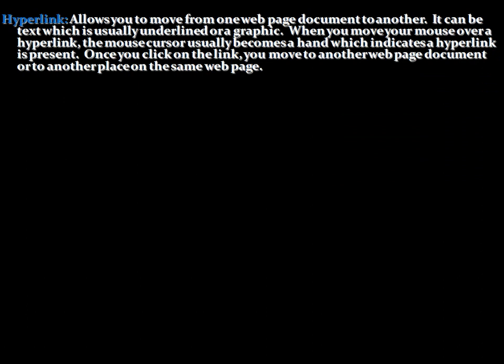So we can look into some other things like hyperlinks. What are hyperlinks? These will allow you to move from one web page or document to another. It can be text, which is usually underlined, or in the form of graphics. When we talk about hyperlinks, these are items that you can put on your document. It does not necessarily need to be a web page. It could even be a word processing document.